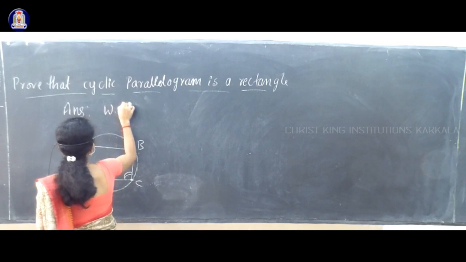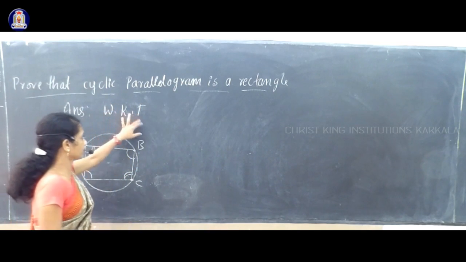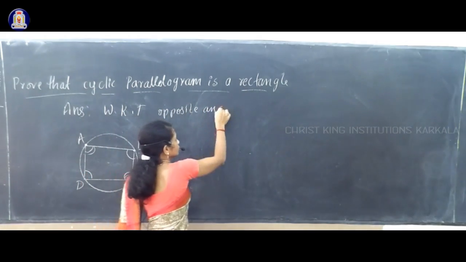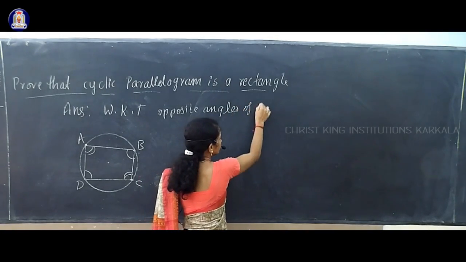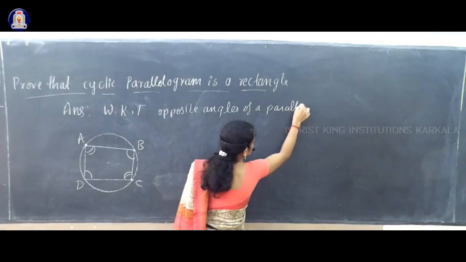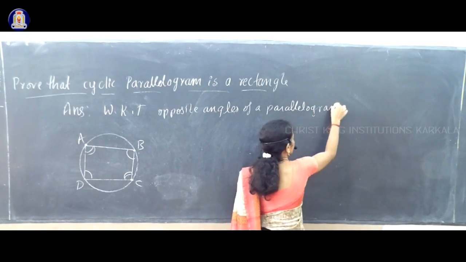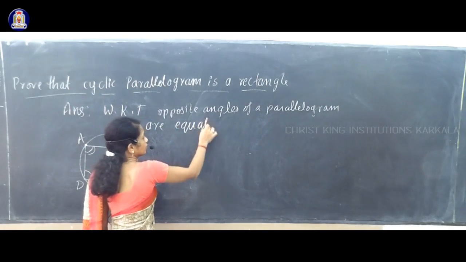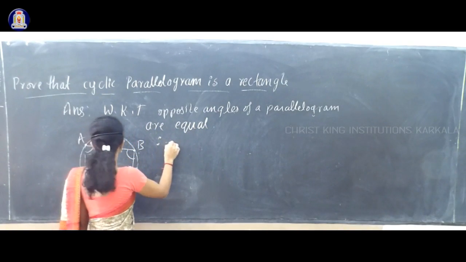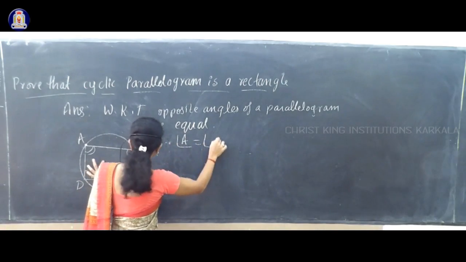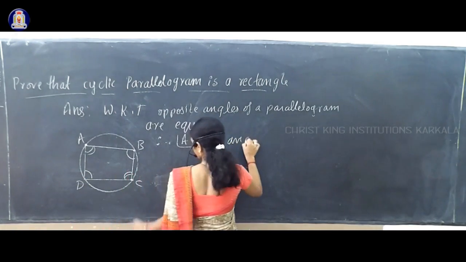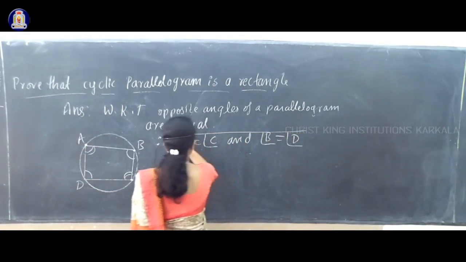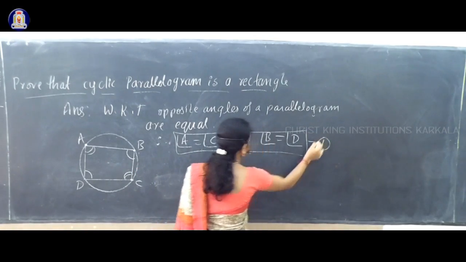Answer: we know that opposite angles of a parallelogram are equal. Therefore, we can write angle A is equal to angle C and angle B is equal to angle D. Okay, and we take this as equation 1.